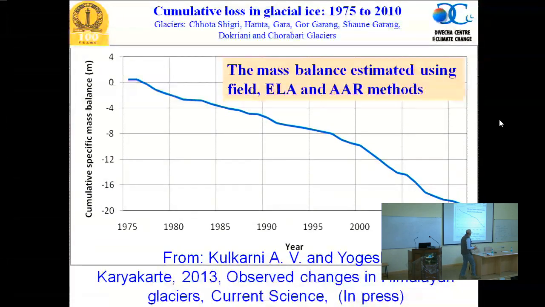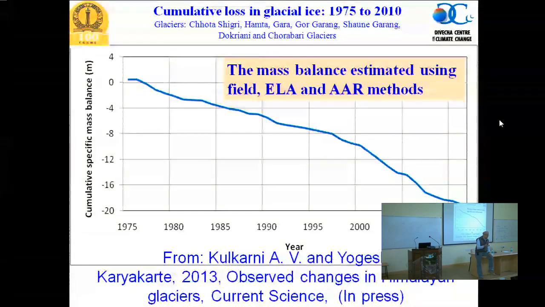We try to address one of those issues. If there is a discontinuous record, what do you do with that glacier? We have tried to go into this. These are, say, Chota Shigri, Hamtah, Gara Gorbara, Shaune Garang, Dokriani, and Chorabari glacier. We try to fill that gap in time by using ELA and AAR.